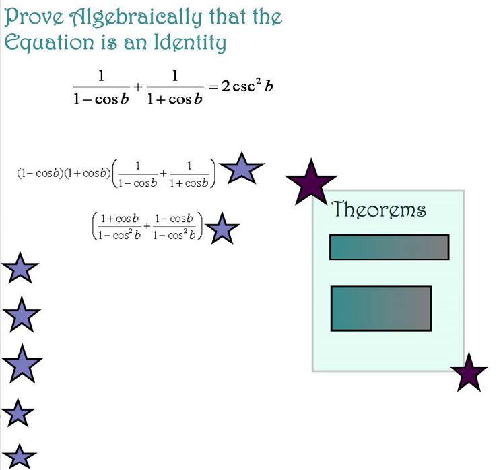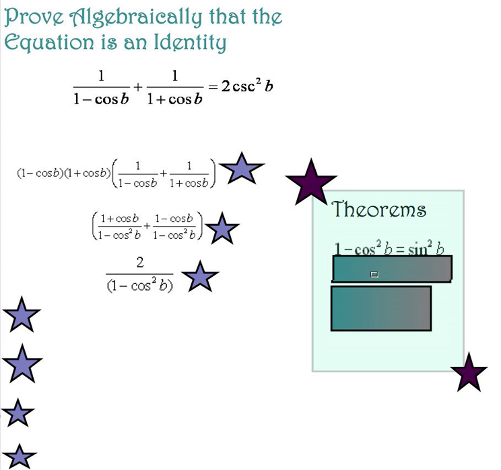This occurs because each original denominator was already a factor of the common denominator, and therefore the numerator will not be multiplied by the original number. The next step is to add the fractions. It is now possible because they have a common denominator. Using your knowledge of the Pythagorean property of sine squared b plus cosine squared b equals 1, transform 1 minus cosine squared b into sine squared b.